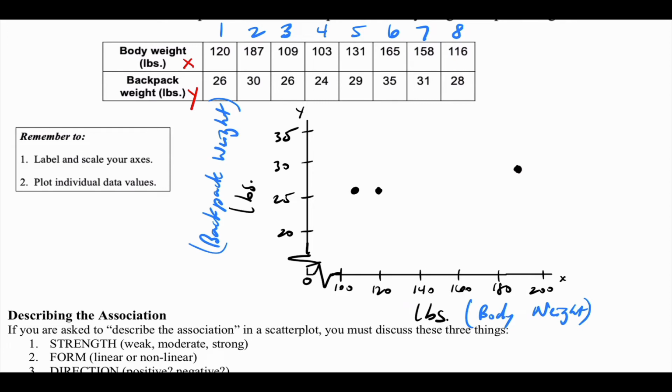$103 and 24. $131 and 29. $165 and 35. $158 and 31. Let's see, $116 and 28. And that's it. So I should have 8 dots, each one representing a person.